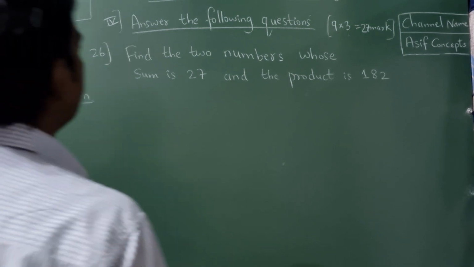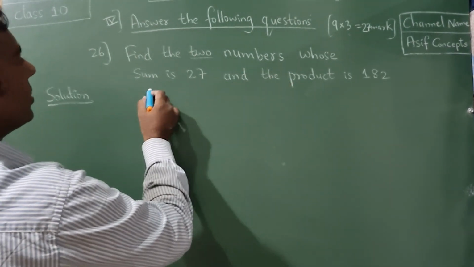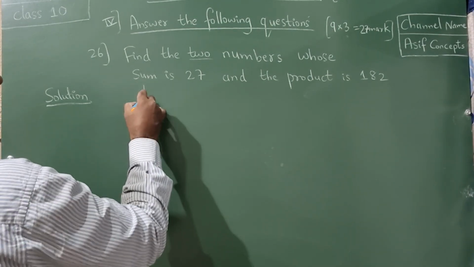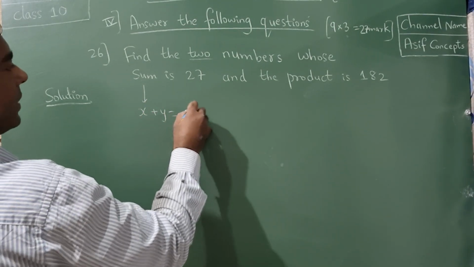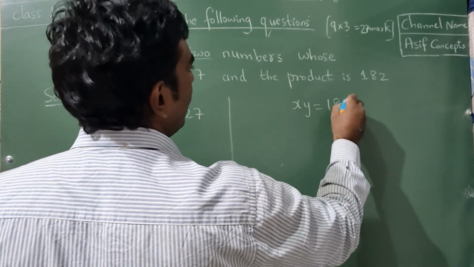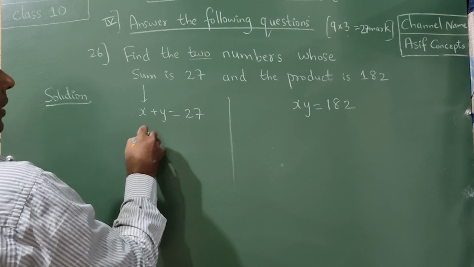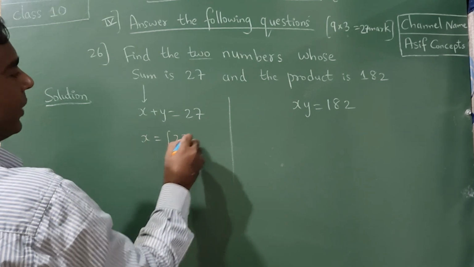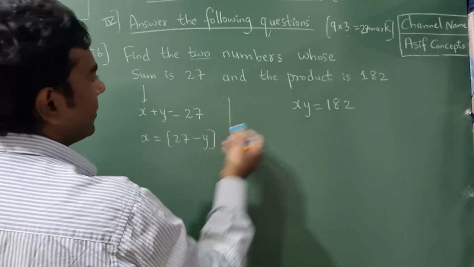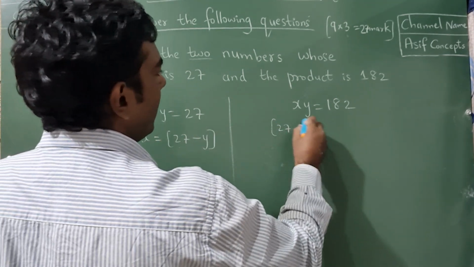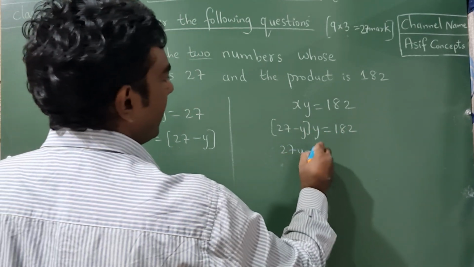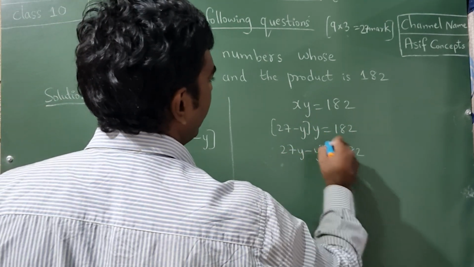Now the 26th question is, find the two numbers whose sum is 27 and the product is 182. I'm going to consider the sum as x plus y is equal to 27 and the product as xy is equal to 182. Now x is equal to 27 minus y, taking this y to the other side. So in place of x, substitute 27 minus y into y is equal to 182. Multiply this: 27y minus y square is equal to 182.